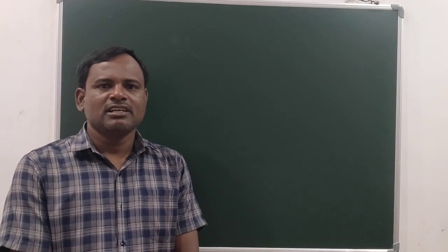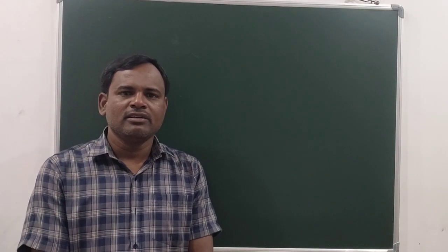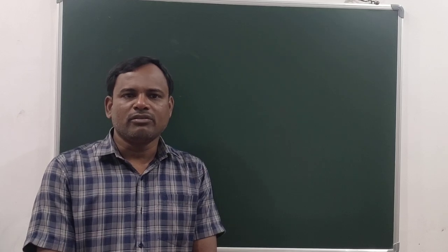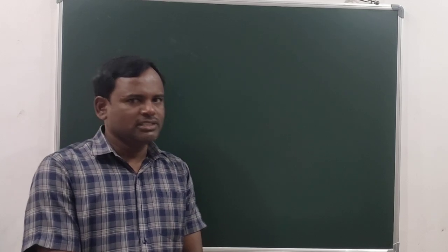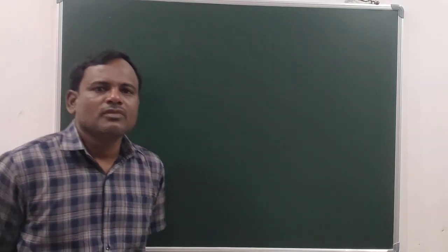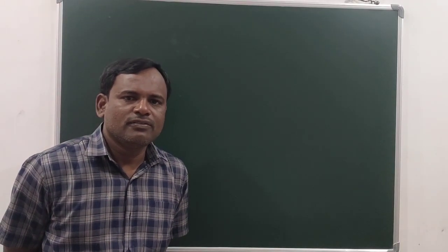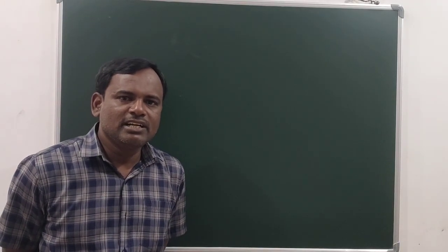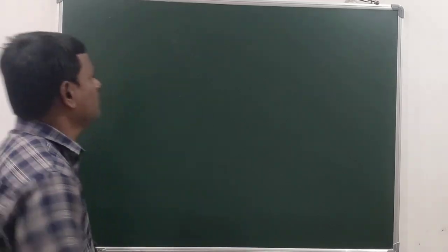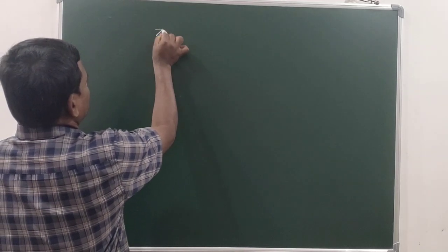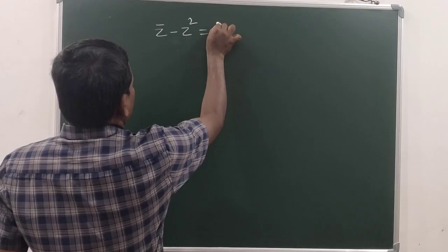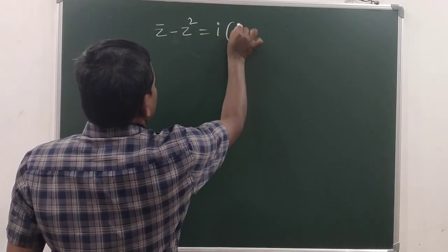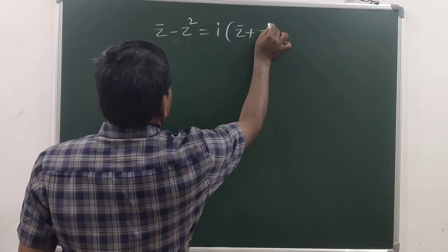In this class, now I am going to explain a 2022 JEE Advanced question from complex numbers. See that question. Find the number of distinct complex roots of this equation: Z bar minus Z square is equal to i into (Z bar plus Z square).